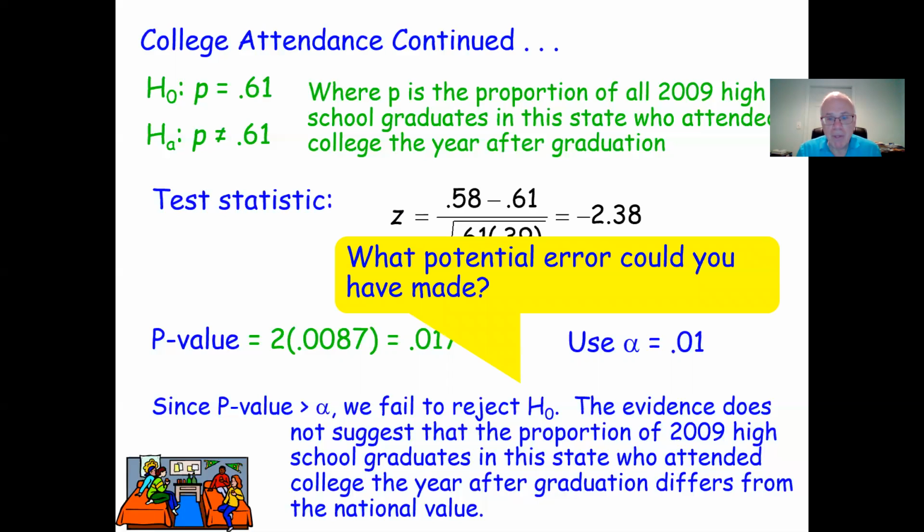Okay. Now, in this case, since we failed to reject the null, what potential error could you have made? Since our decision was not to reject the null, if we had made an error, that means we should have rejected the null. In other words, the null hypothesis is false. Well, if you remember, when we fail to reject the null when the null hypothesis is actually false, that's called a type 2 error. And that's the type of error that could have happened in this case.